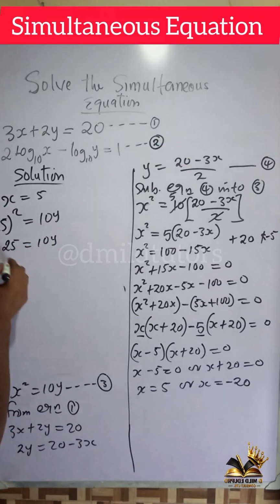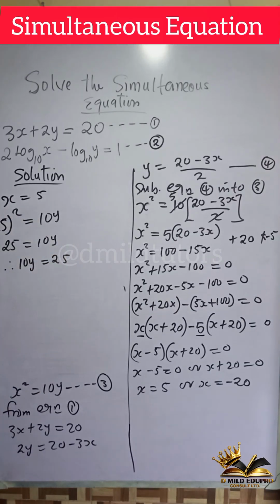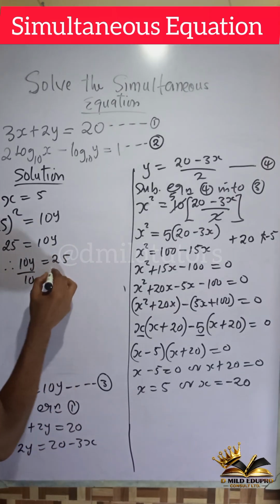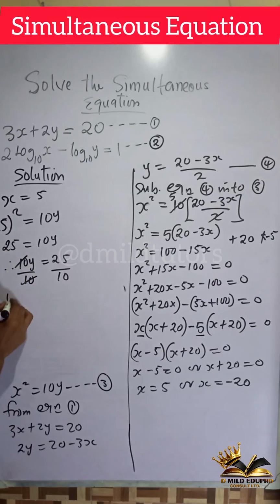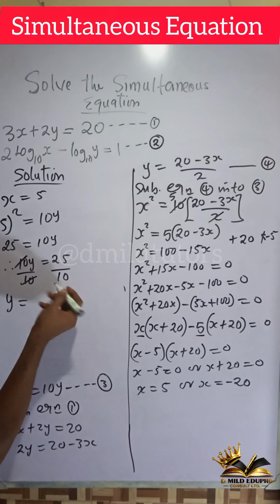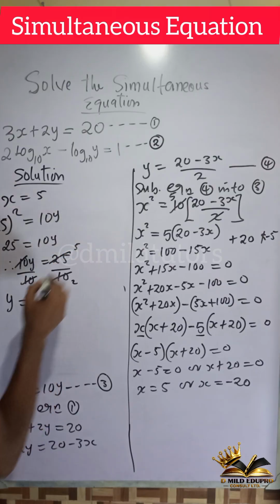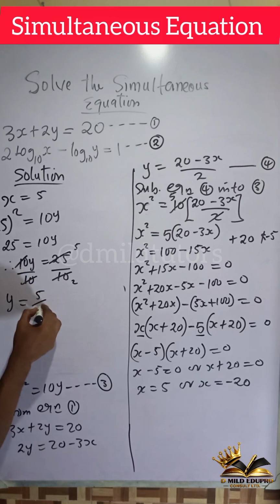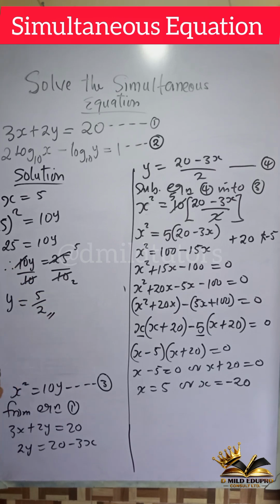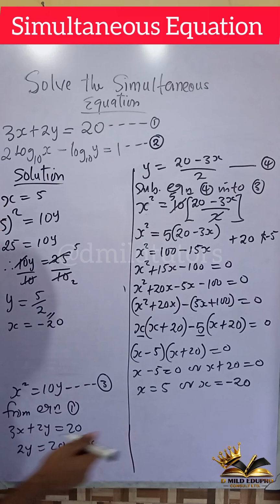5 raised to the power of 2 gives us 25 equals 10y. Now to look for y, remember it can be written as 10y equals 25. It's the same thing. Now to look for y, we divide both sides by 10. By 10, this cancels. So y will be equal to, what can go into 25? 5 can go here, you have 2. 5 can go here, you have 5. So y will be equal to 5 over 2. That is when x is 5, our y is 5 over 2. What of when x equals minus 20? What will be our y when x equals minus 20?